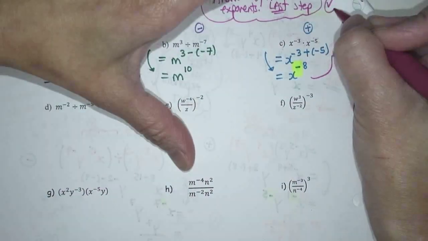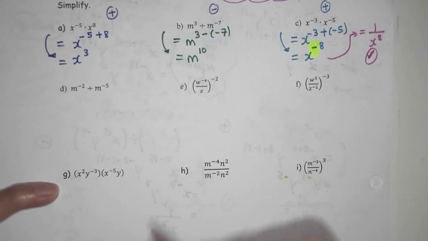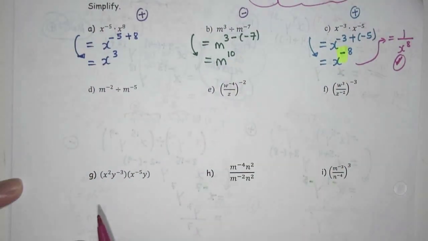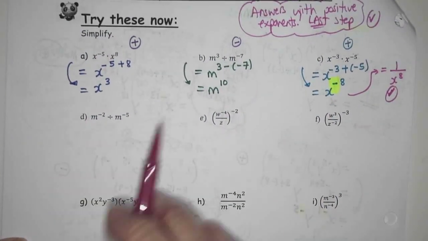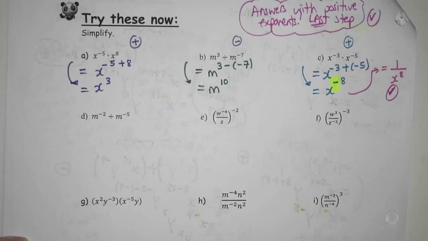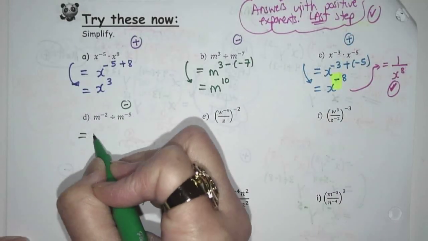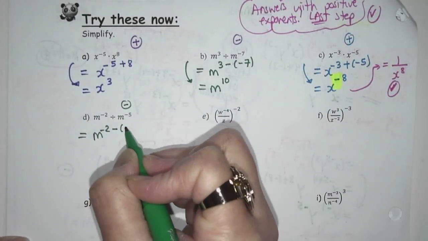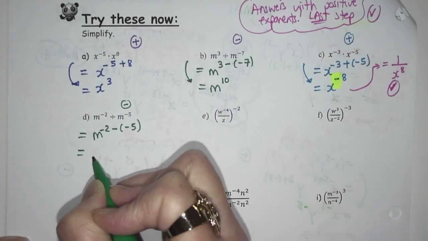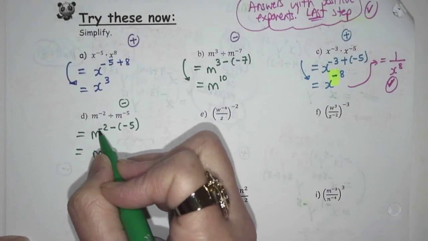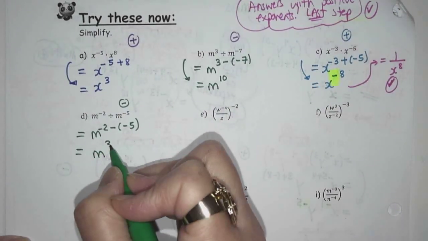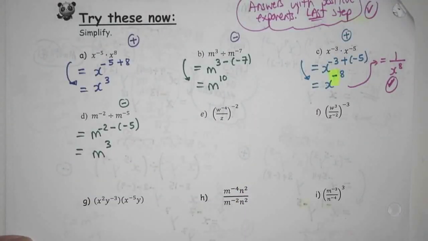So that's my last step to clean it up if it needs to be. These I did not do because they did not have an answer with a negative, so they didn't need to be cleaned up. So only when you have to. Okay, so let's try this one again. Division means subtraction. So this will be m to the negative 2 minus negative 5. So this will be m to the negative 2 plus 5, so it'll be 3. There's nothing to fix there, so we stop there.